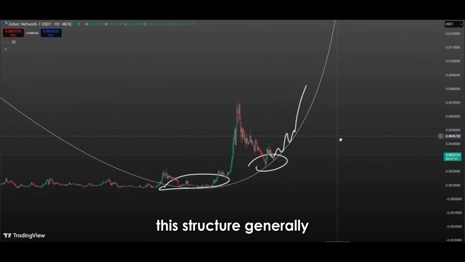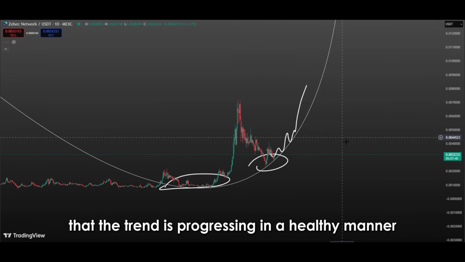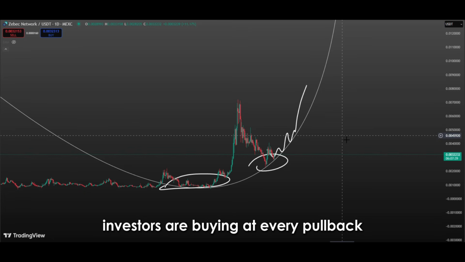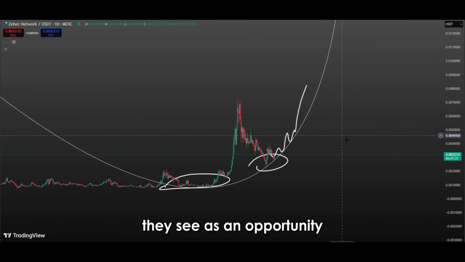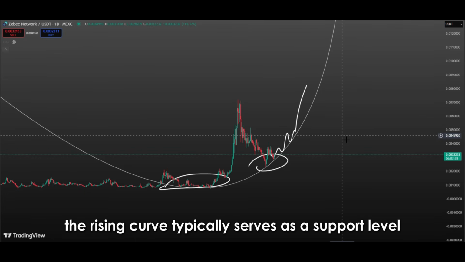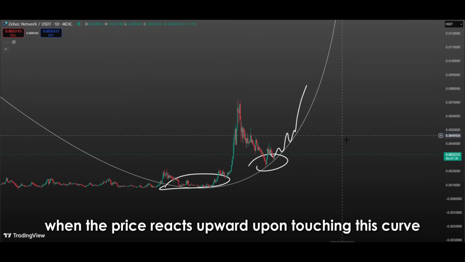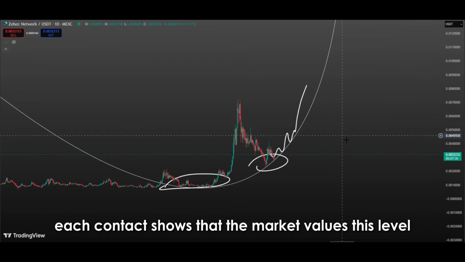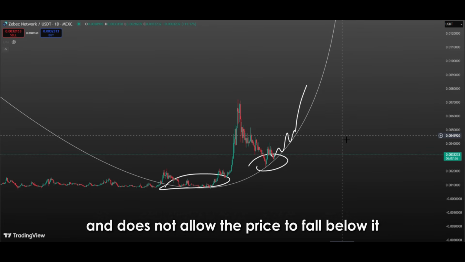This structure generally shows that the trend is progressing in a healthy manner, corrections are controlled and limited, and that investors are buying at every pullback they see as an opportunity. The rising curve typically serves as a support level. When the price reacts upward upon touching this curve, it signals that a strong group of buyers is waiting below. Each contact shows that the market values this level and does not allow the price to fall below it.